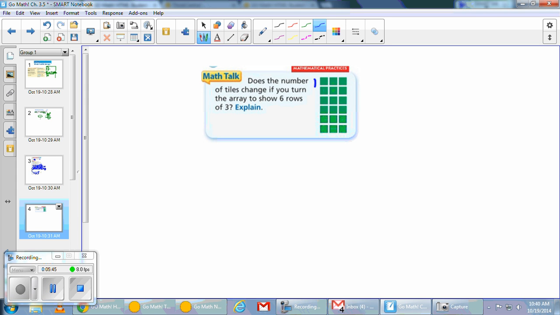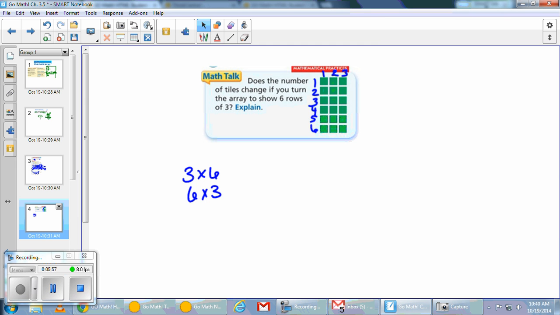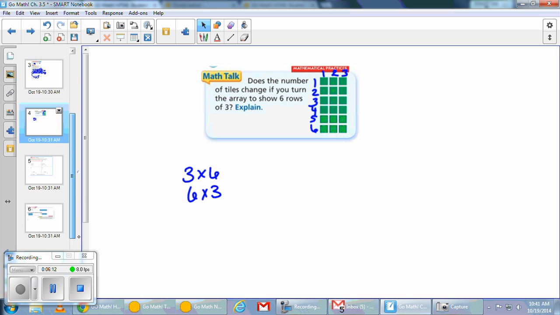So here I have 6 rows times 3. So before we had 3 times 6, now we have 6 times 3. Do you get the same answer? The answer, of course, is yes, because of the commutative property of multiplication. 6 times 3 is the same as 3 times 6. Just like when we did the commutative property of addition, that 6 plus 3 is the same as 3 plus 6. Okay.